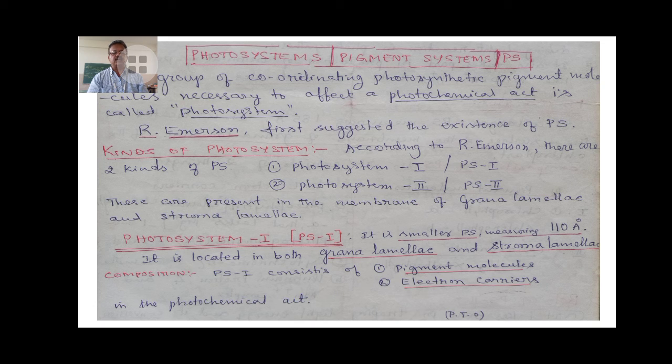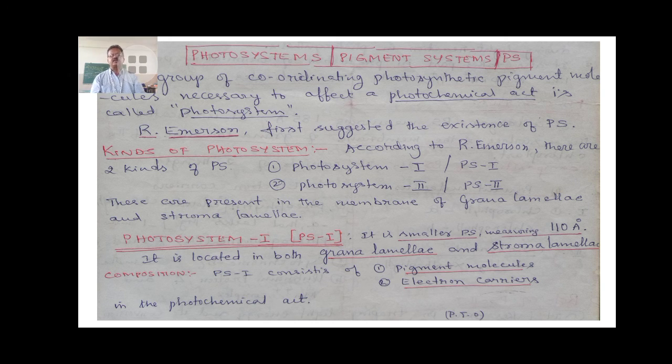Okay, see, R. Emerson first suggested the existence of photosystem. Who suggested the photosystem? R. Emerson. Okay, and let us see the kinds of photosystem. According to R. Emerson, there are two kinds of photosystem, number 1 photosystem 1 and number 2 photosystem 2. These are present in the membrane of grana lamellae as well as the stroma lamellae. These two, PS1 and PS2 for short, are present in the grana lamellae as well as stroma lamellae.